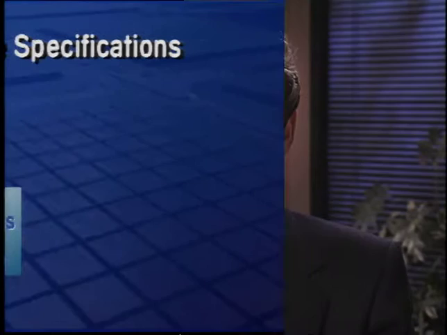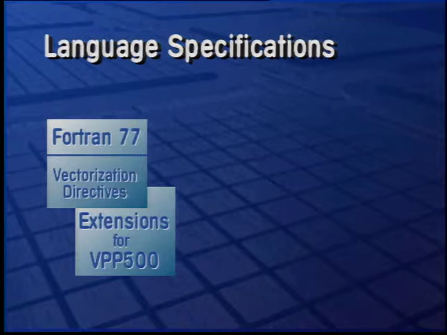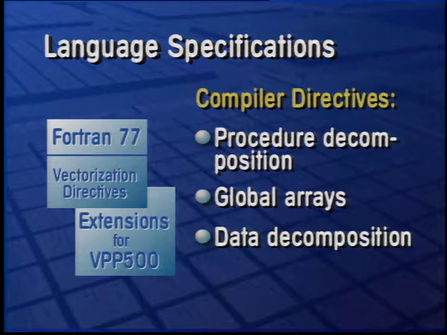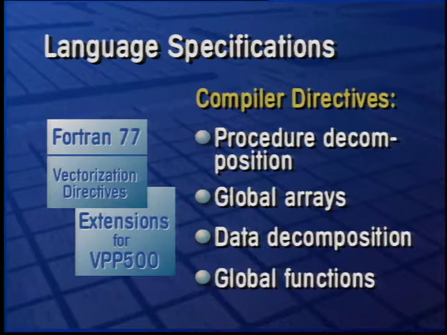VPP Fortran is based on ANSI Fortran 77 together with the compiler directives for vectorization on one processing element and the compiler directives for parallel processing. Compiler directives provide a means for procedure decomposition and declaration of global arrays and data decomposition. There are also global functions such as summation, maximum minimum value search, and broadcast.